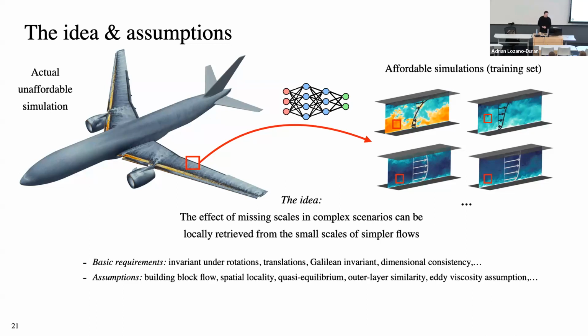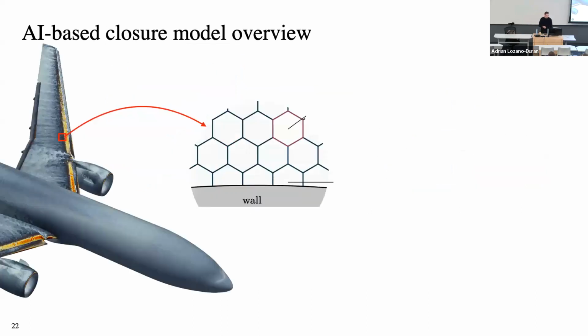There are other assumptions about spatial locality, quasi-equilibrium, and outer layer similarity. I won't go over all of them here, but they are all important. They are somehow derived from this main idea. But if you break any of those assumptions, that will translate into errors in the model. The main approach is that I'm going to use a neural network to retrieve the effect of those smaller scales and then account for them in the complex cases that I haven't seen.